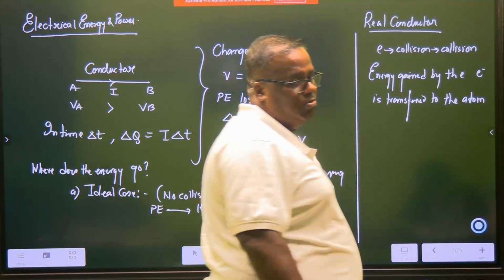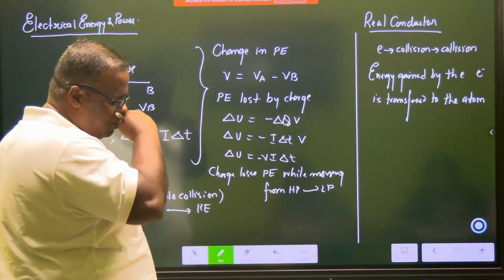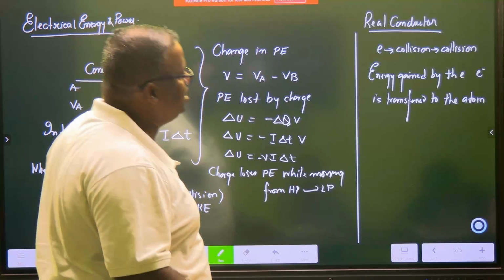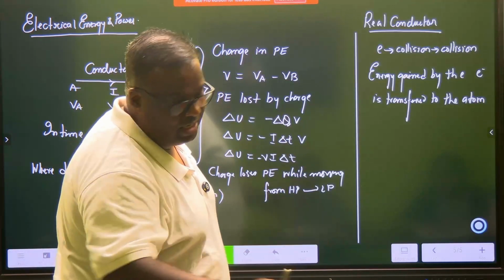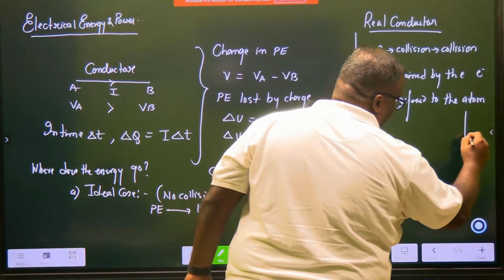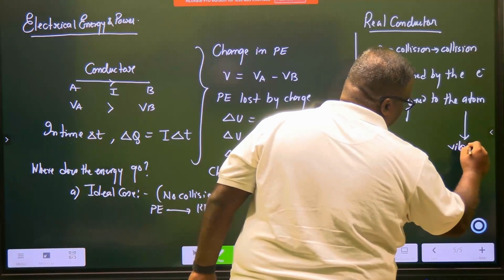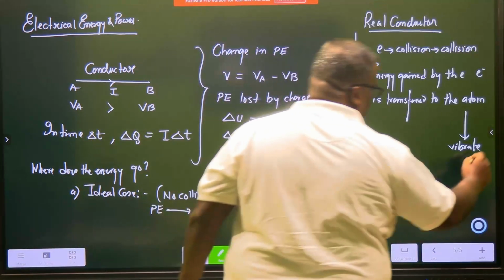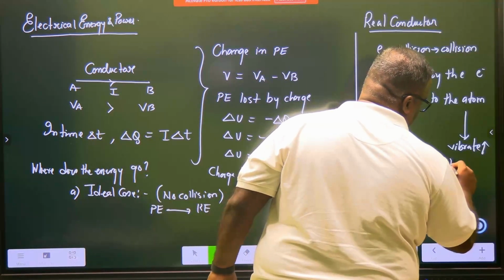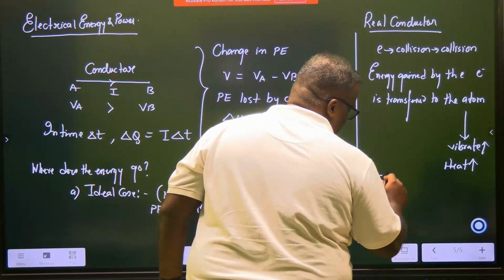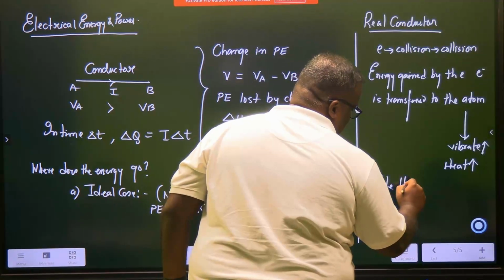The electron is now behaving like a striker. So it is going on gaining energy, and every time it gains energy, it is going to have a collision. It transfers its energy to the atom, which results in the atom vibrating. This atom will start to vibrate. And as the vibration goes up, this results in heat going up. And this is what is known as Joule's heating.